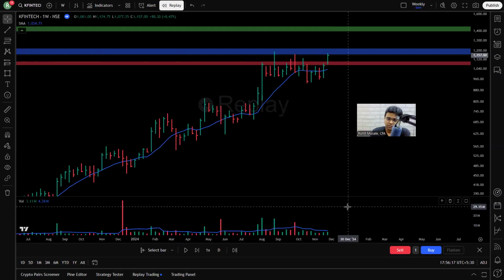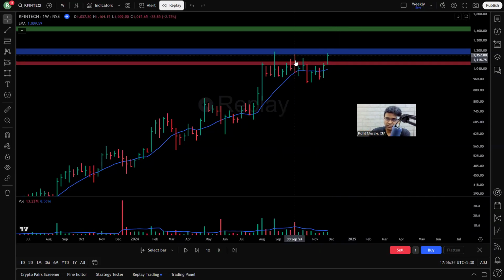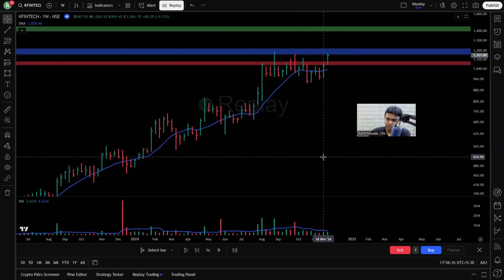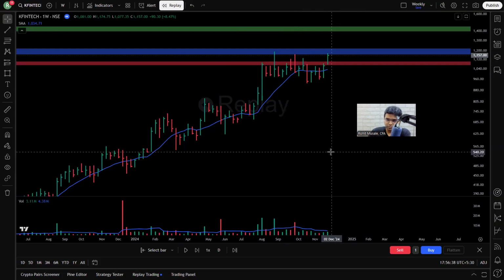So almost twice of what we are expecting is what we are getting here, which means this is going to be a high volume breakout week, provided it closes above the pivot point. Pivot point is 1164, the high of this candle. So we are almost sure that this is going to be a high volume week. We are almost sure that this is going to be a breakout.